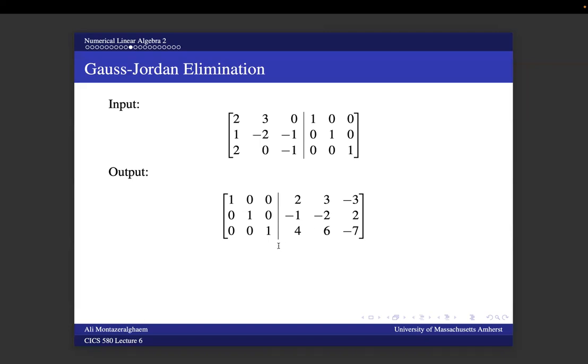If we cannot make an identity matrix in the left side, we cannot get the inverse of the matrix, which means that the inverse of the matrix doesn't exist.